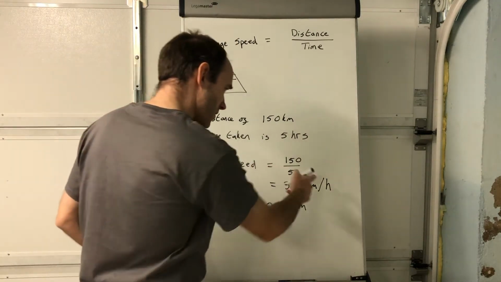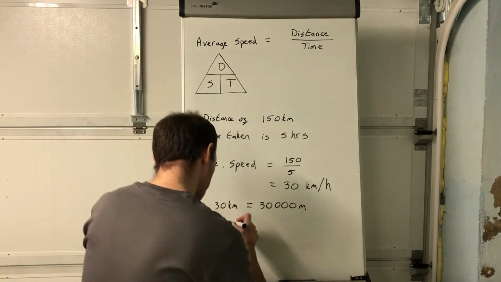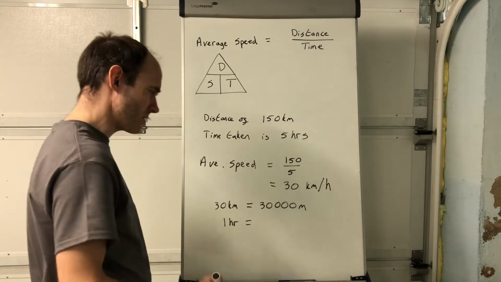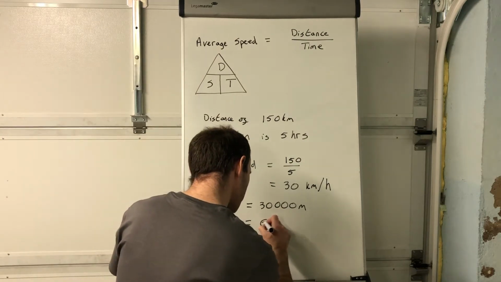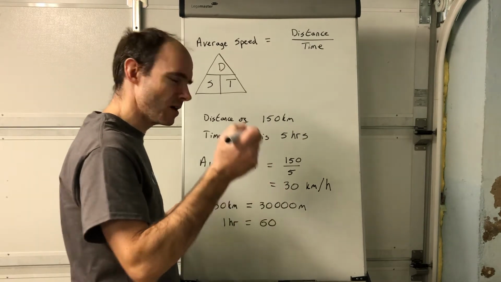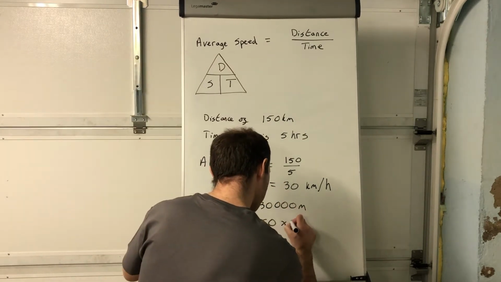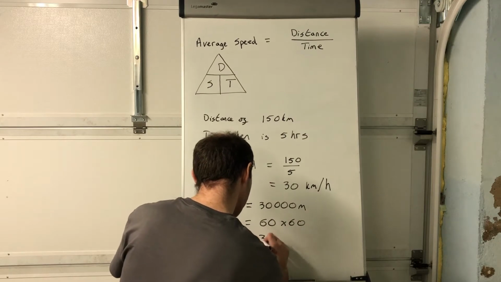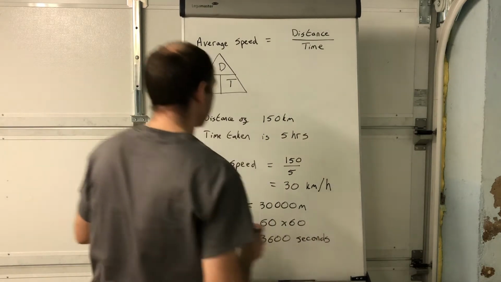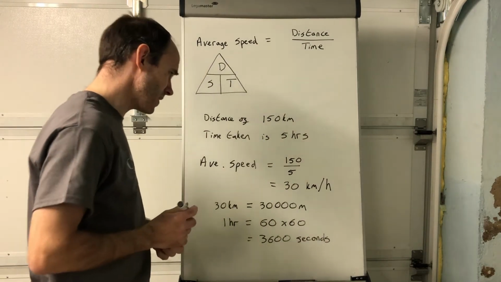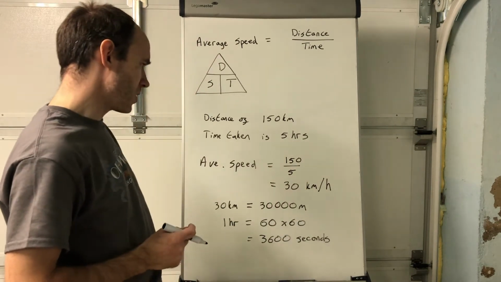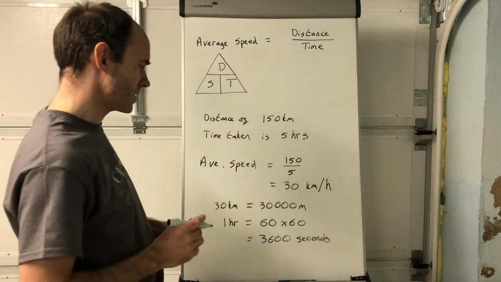And then we want to convert the hours into seconds. So we need to know that 1 hour, we need to know what that is in terms of seconds. Well, 1 hour is 60 minutes, as I'm sure you're aware, and 60 seconds in 60 minutes means you've got 60 multiplied by 60, so that means you've got 3,600 seconds in 1 hour. So if we're going to do our conversion, we've got 30 kilometres being 30,000 metres, and each hour being 3,600 seconds.